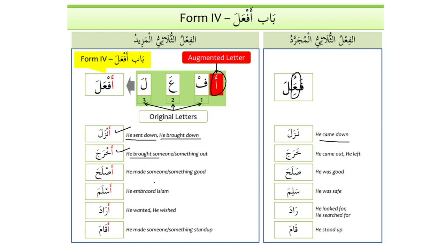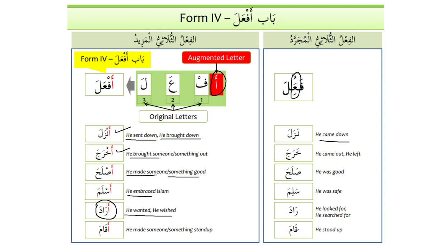Salaha, he was good. Aslaha, yuslihu islahan, fahuwa muslihun. He made someone or something good. Whenever we go for fixing or repairing something, they also use the word islah, repair. Islahu sa'ati, watch repair. Salima, he was safe, and aslama, he became Muslim or he embraced Islam. Arada, he wanted or he wished, arada yuridu iradatan. This is also a very common verb used a lot in the Quran.